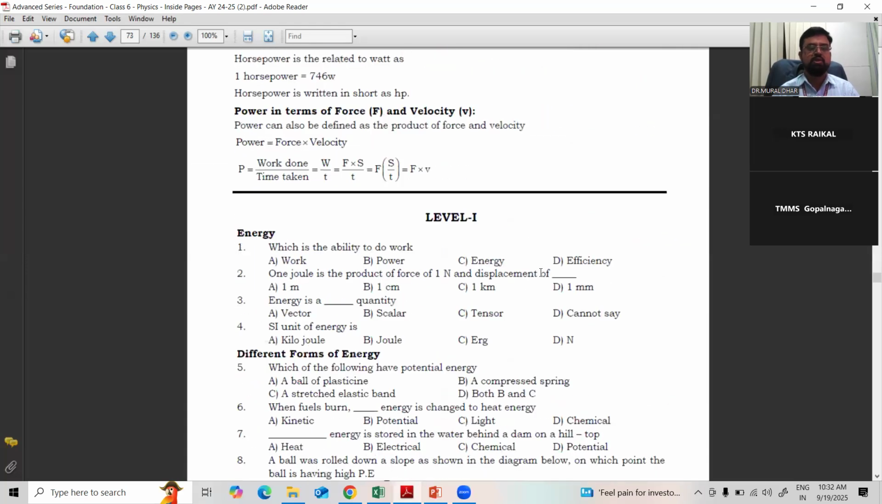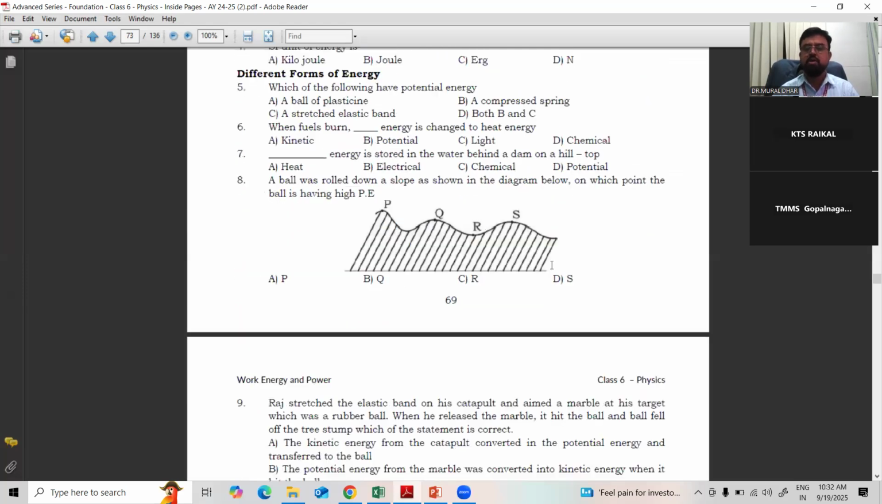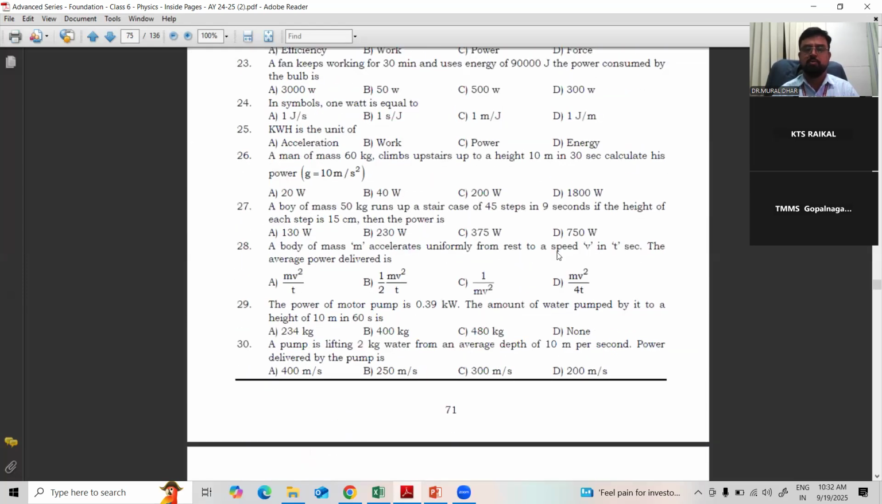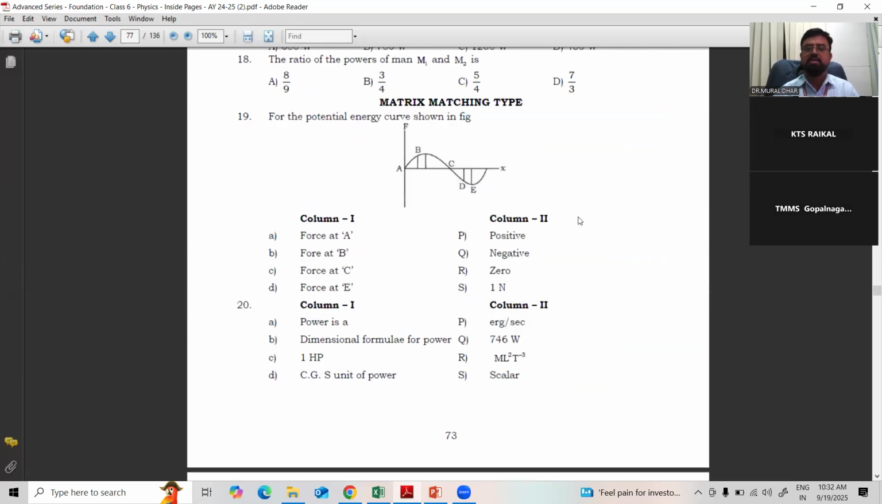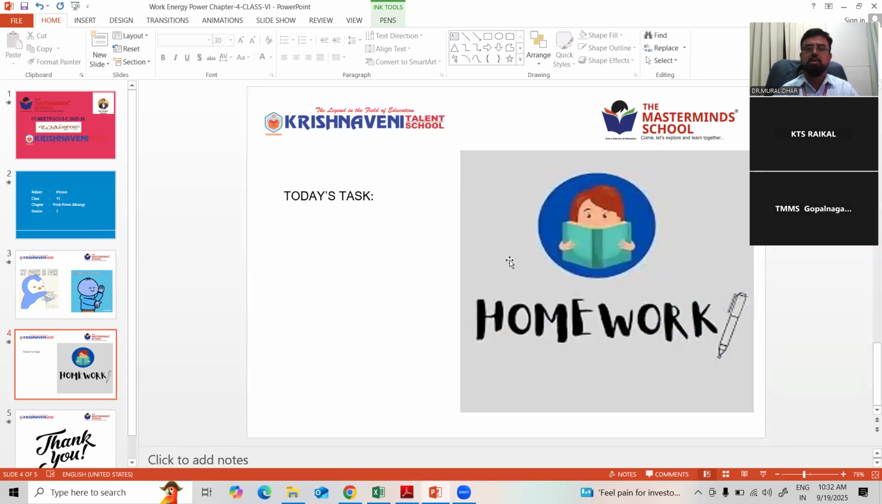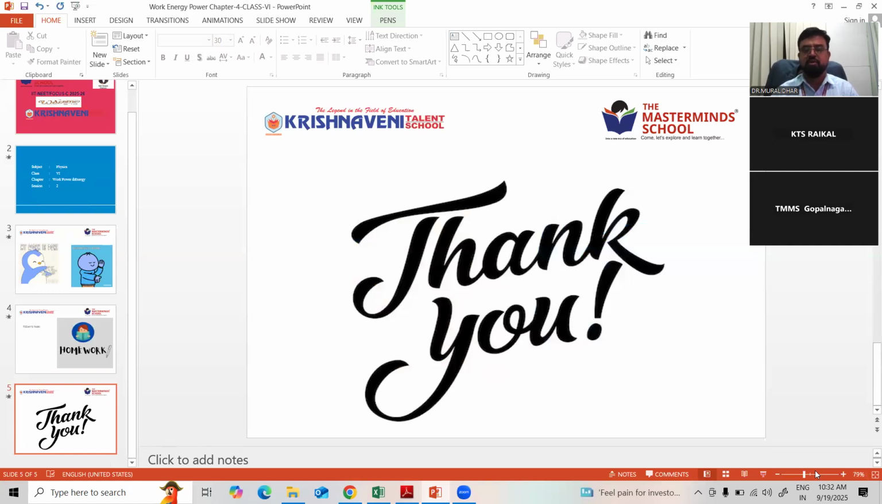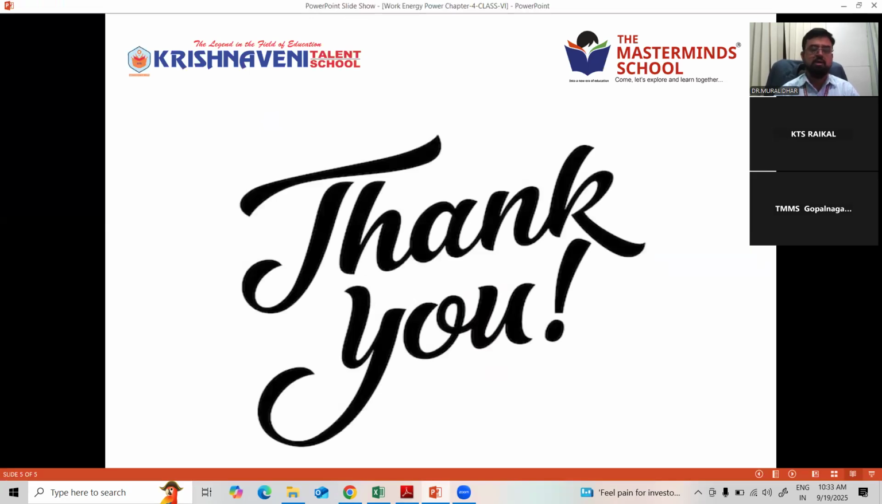So finally, in the next class, we'll discuss the last part of this chapter. That is about power. What is power? What are the units of power? Simple. No more explanation. One class you can complete before starting chapter number 5. We have studied work and energy, forms of energies, types of energies, everything overall. So next class when we meet, we'll discuss the law of conservation of energy followed by the last topic, power, with which we will close the chapter.